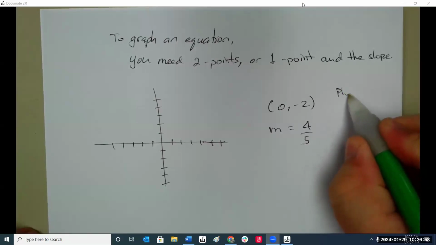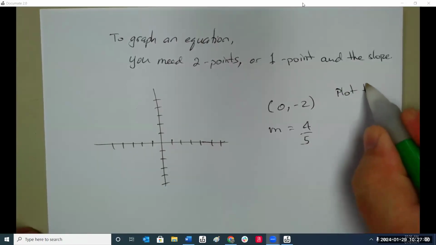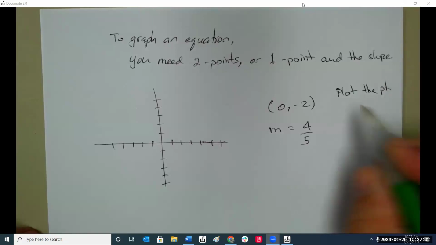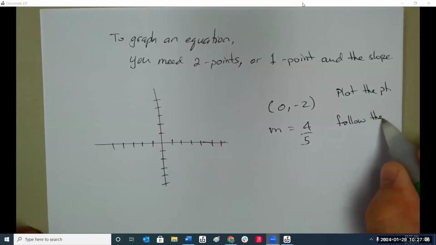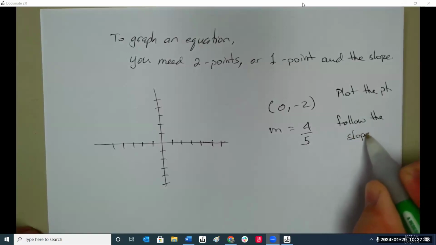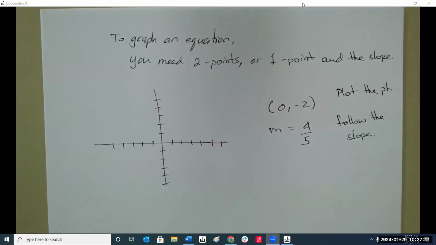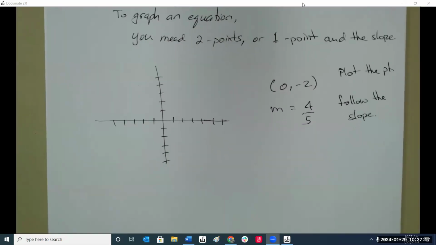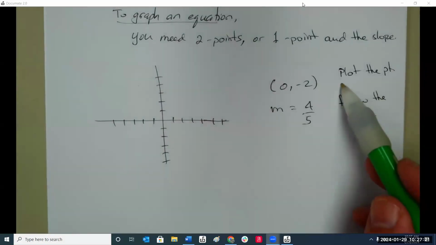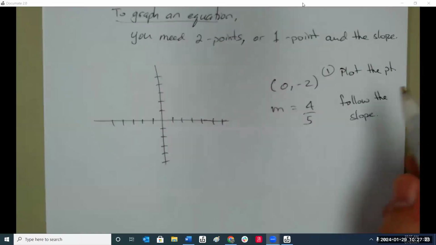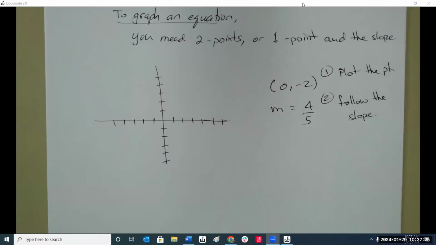So to graph an equation, plot the point, then follow the slope. Plot the point, and from that point, follow the slope.